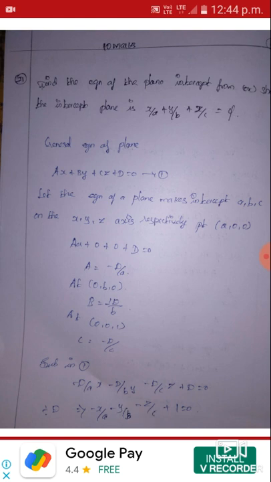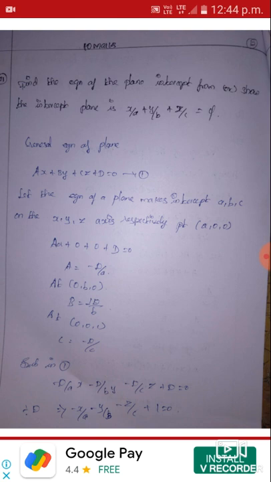Now 10 marks. Find the equation of the plane in intercept form. Show that the intercept plane is x by a plus y by b plus z by c equal to 1. The general equation of the plane is ax plus by plus cz plus d equal to 0. Let the plane make intercepts a, b, c on the x-axis, y-axis, z-axis respectively.